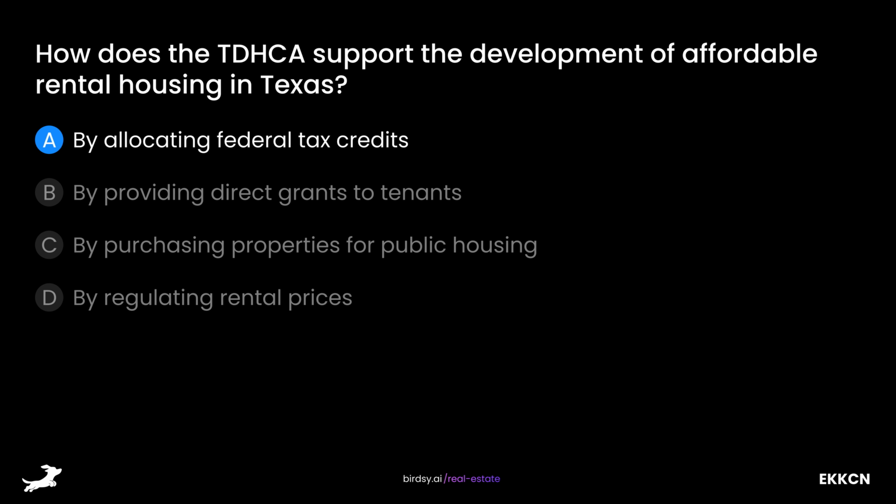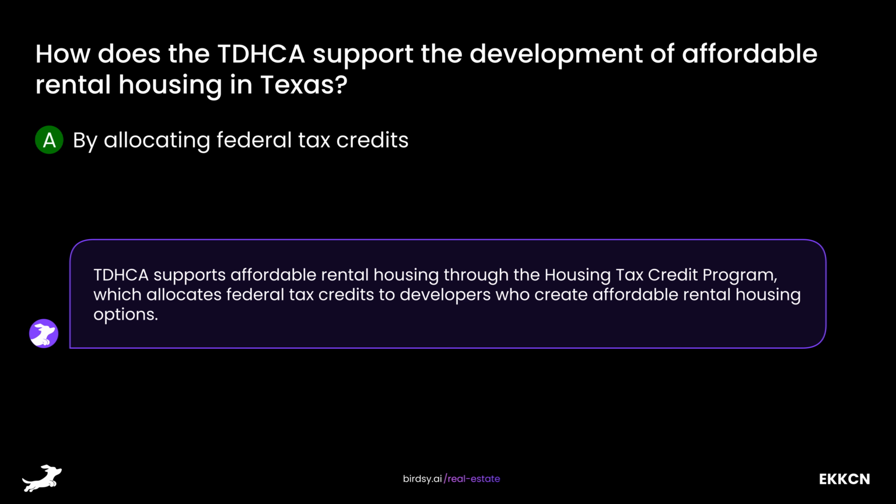How does the TDHCA support the development of affordable rental housing in Texas? Is it A, by allocating federal tax credits, B, by providing direct grants to tenants, C, by purchasing properties for public housing, or D, by regulating rental prices? The answer is A, by allocating federal tax credits. TDHCA supports affordable rental housing through the Housing Tax Credit Program, which allocates federal tax credits to developers who create affordable rental housing options.